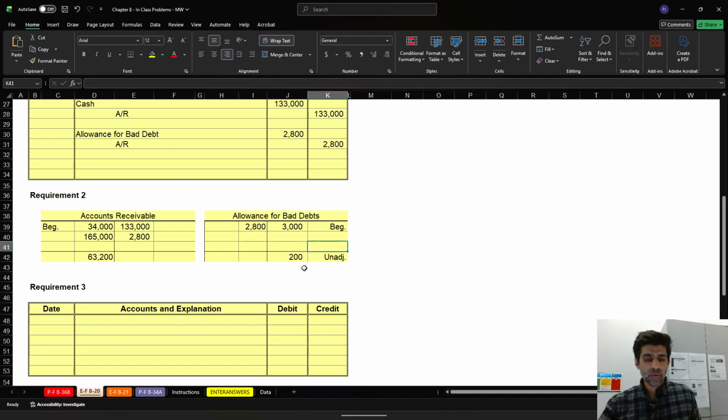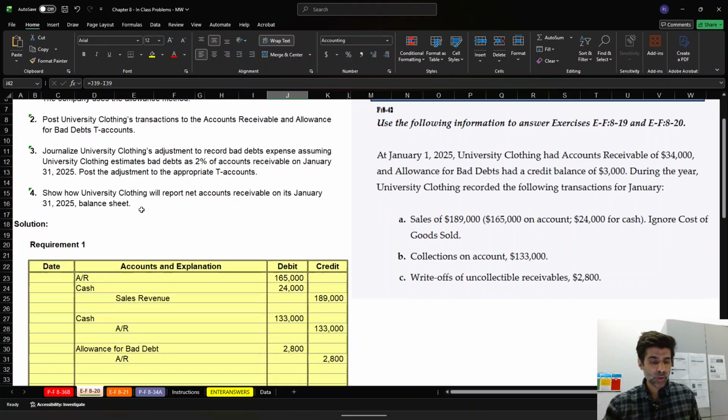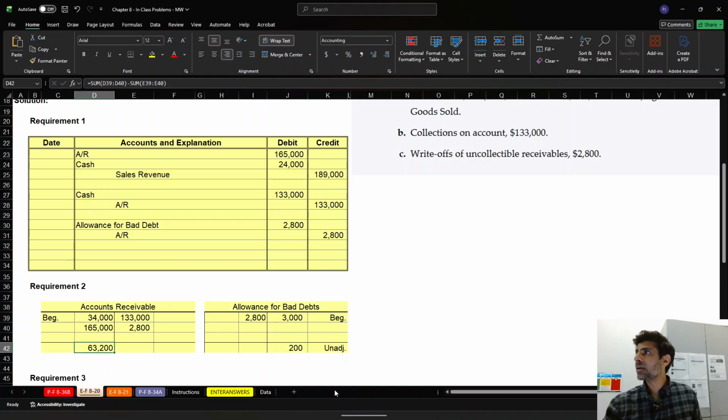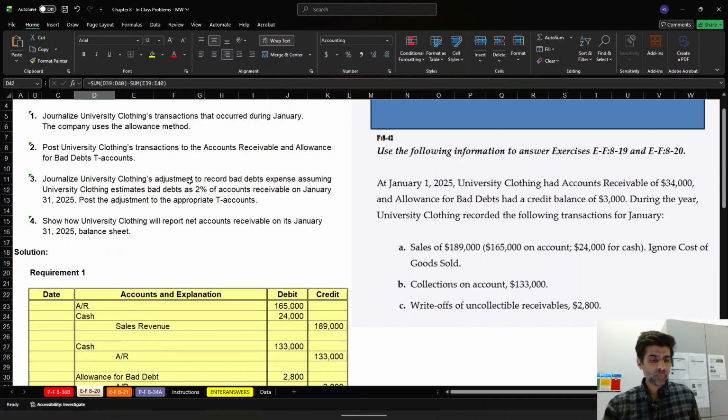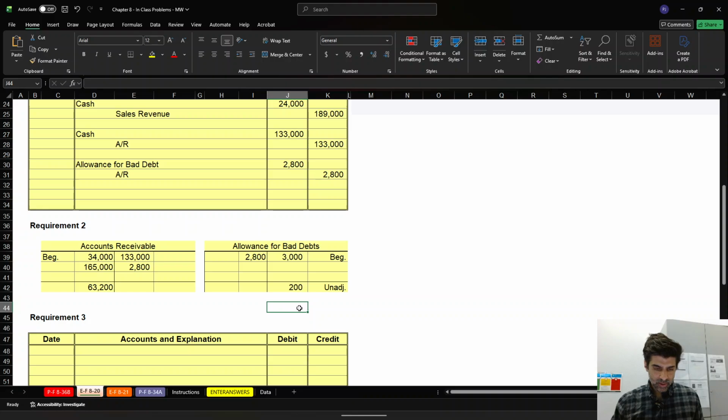we need to change this because now we have in number 3, we want to have this allowance for bad debt be a new balance based on our ending balance of accounts receivable, which we also have here. Okay, so we're going to use this 63,200 with the information in number 3 to figure out what this should be. Okay, so that's going to be X. So once we have X, we can figure out what our adjustment has to be.